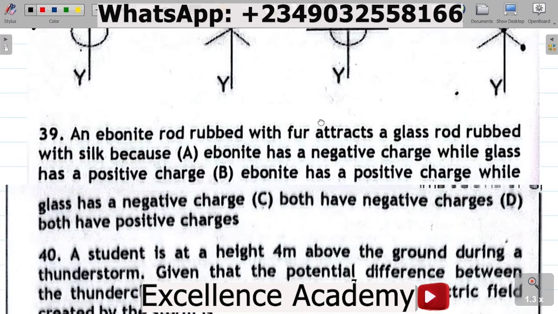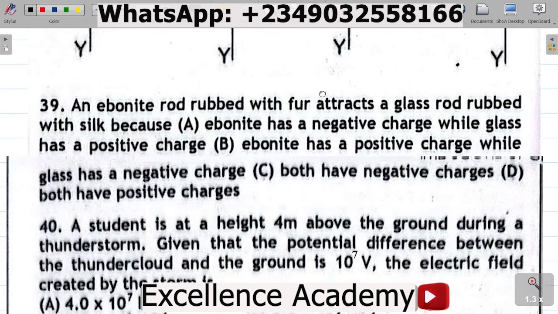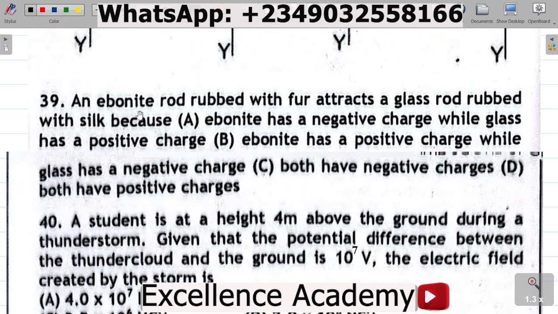Next up, question 39. Question 39 says, an ebonite rod rubbed with fur attracts a glass rod rubbed with silk because A, ebonite has a negative charge while glass has a positive charge. B, ebonite has a positive charge while glass has a negative charge. C, both have negative charges. D, both have positive charges.